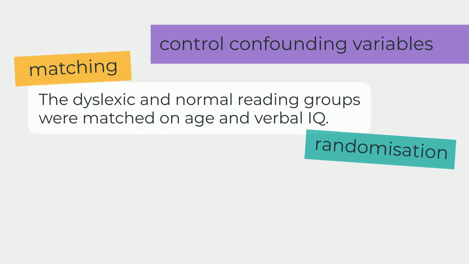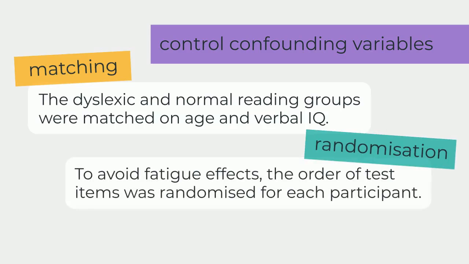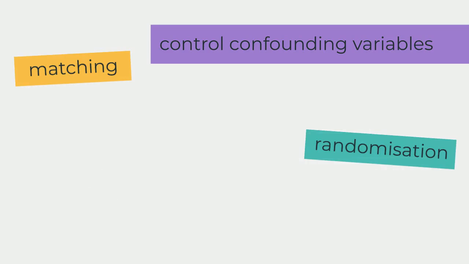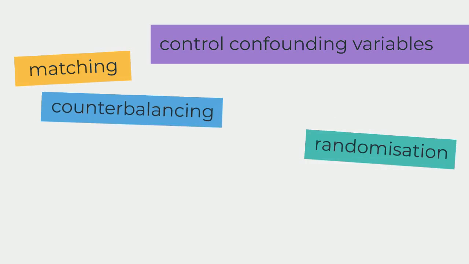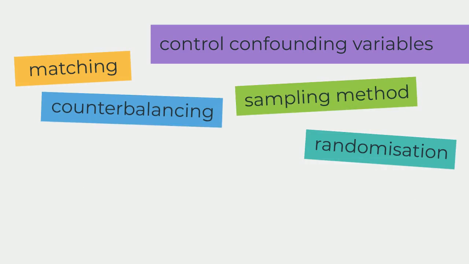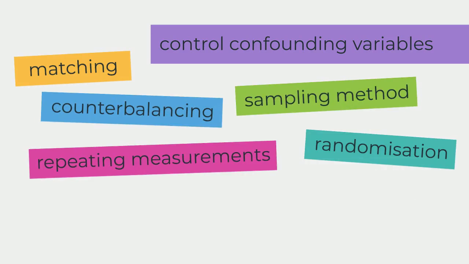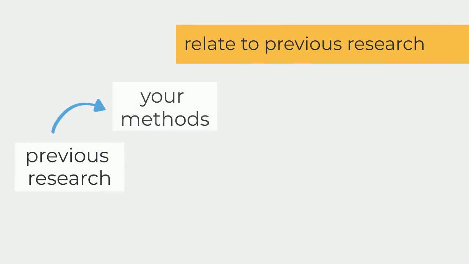You could also use randomization to even out the effect of confounding variables. To avoid fatigue effects, the order of test items was randomized for each participant. There are lots of other ways to control confounding variables, like counterbalancing across conditions, using an appropriate sampling method, or repeating measurements.